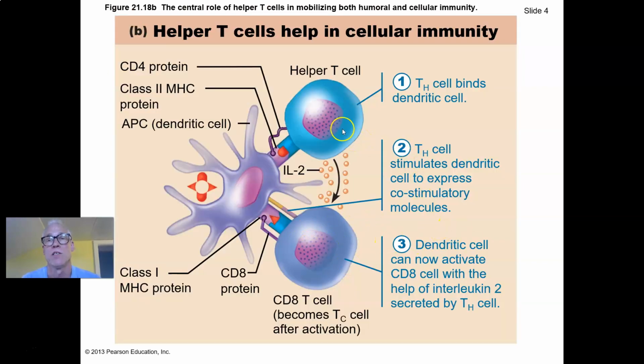So helper T cells have this role of co-stimulating, or providing another signal, to drive the final activation of both B cells and cytotoxic T cells: humoral immunity and cellular immunity.